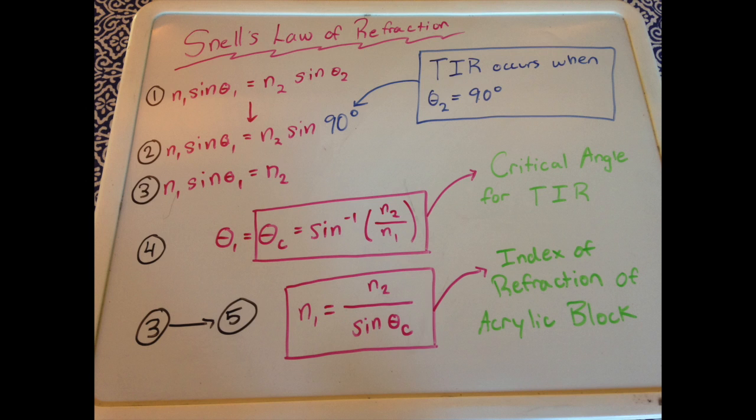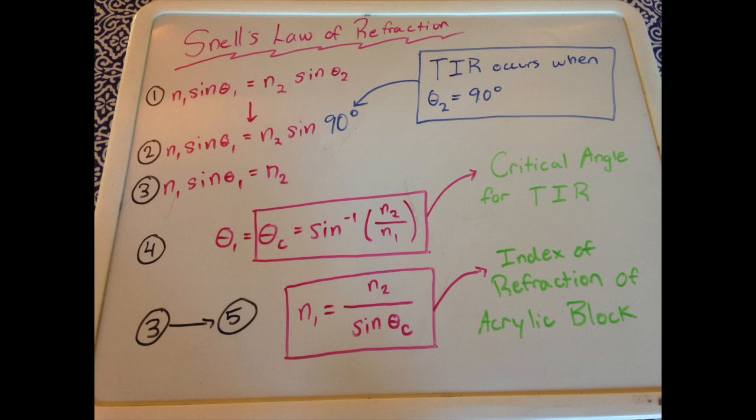Snell's law states that the index of refraction of one material times the sine of its incident angle is equal to the index of refraction of the second material times the sine of the angle of refraction. This is written in the top left corner as n1 times sine of theta 1 equals n2 times sine of theta 2. Since total internal reflection happens when theta 2 equals 90 degrees, and since the sine of 90 degrees equals 1, it's a matter of simple algebra to solve for theta 1, which is the critical angle.